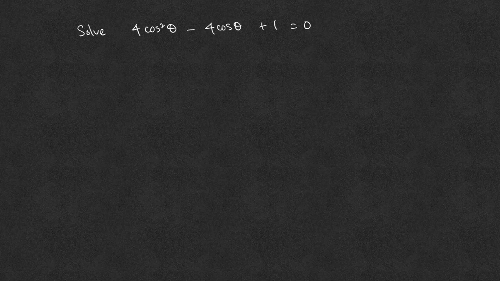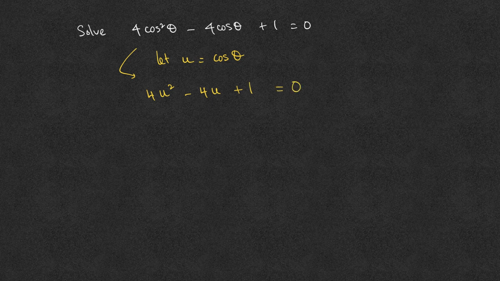Solve the equation 4 cosine squared theta plus 4 cosine of theta plus 1 equals 0. We recognize that this is a quadratic equation where if we let u be cosine of theta, then we can rewrite this equation as 4u squared minus 4u plus 1 equals 0.